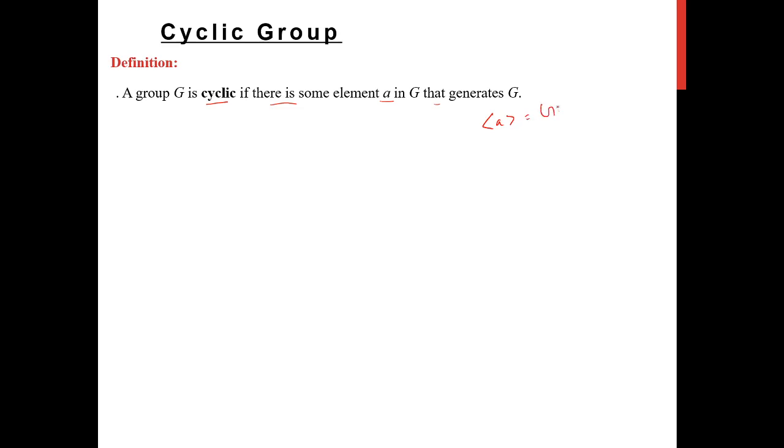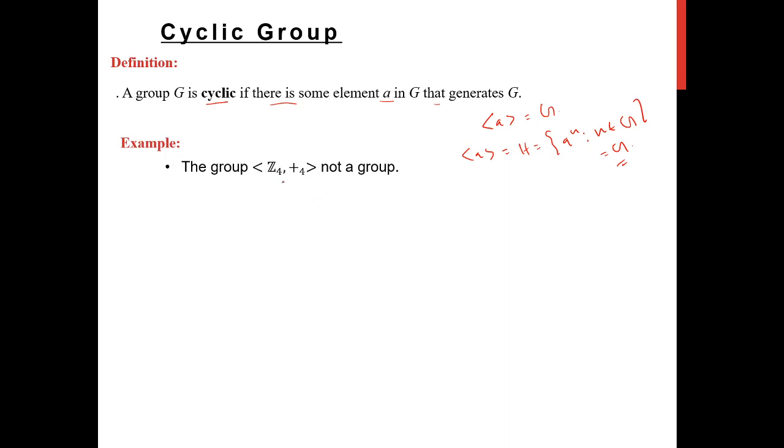Next, we define what a cyclic group is. A group G is cyclic if there is some element a in G such that a generates G. That means, if H equal to the set of a raised to n, where n belongs to Z, is equal to G, then we say that it's a cyclic group.